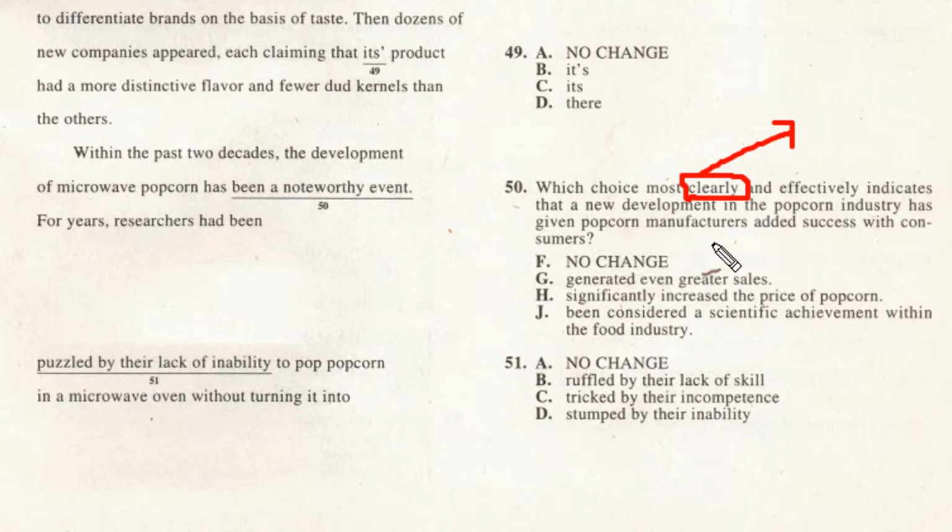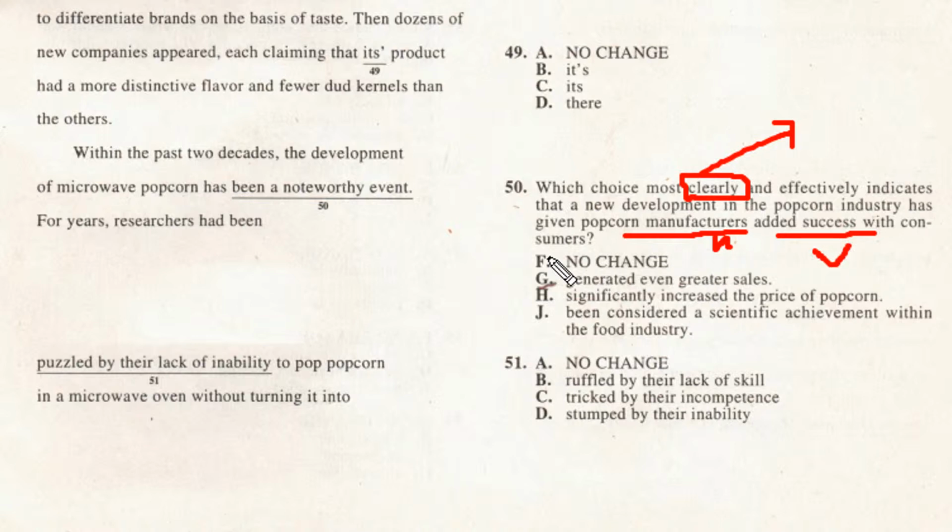Let's look and see what's the noun and the verb. Popcorn manufacturers, right? That's the noun. And what are we going to doctor up? What's the verb? Added success. That's the verb. Okay? So that means that when we look at our answer choices down here, we want to find something that gives you popcorn manufacturers being successful.